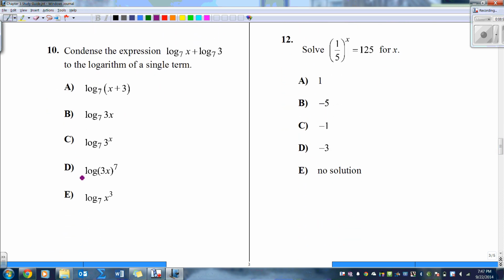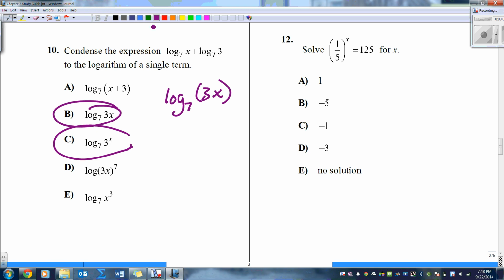Condense the expression log base 7 of x plus log base 7 of 3. Well, since they're both log base 7, I'm just going to add them. So I end up with log base 7 of 3x. Whoa, that's not 3x. This is 3 to the x. I apologize. I almost circled the wrong one. There we go. That's 3 to the x. I just wasn't reading it very well.